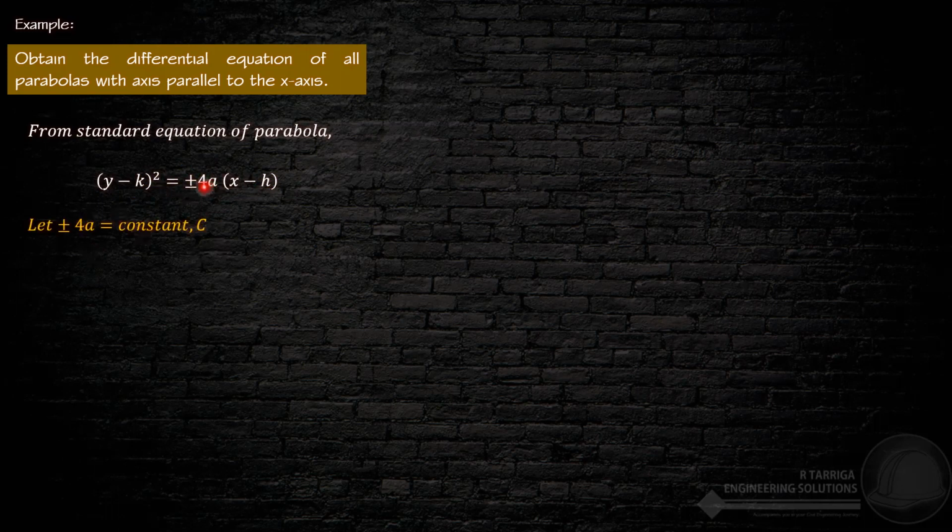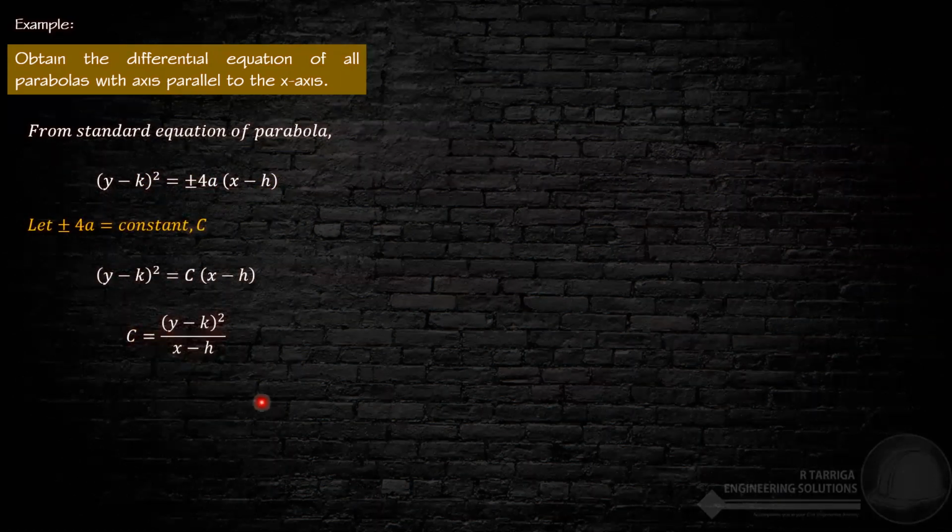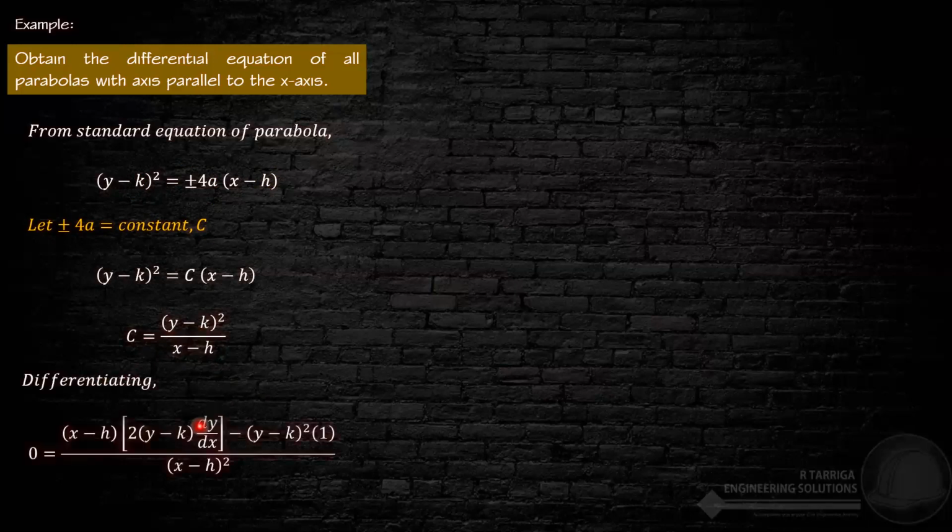Okay? So let's say, constant man na siya. Let's start with 4a kasi dito nasa labas man siya ng parentheses. Mas madali siyang i-differentiate. So that would become like this. Okay? So 4ac and ito. C is equal to quantity y minus k raised to squared, over x minus h. Differentiating, okay, implicit pa rin. So ito yung i-differentiate na siya. Medyo mahaba na siya, no?